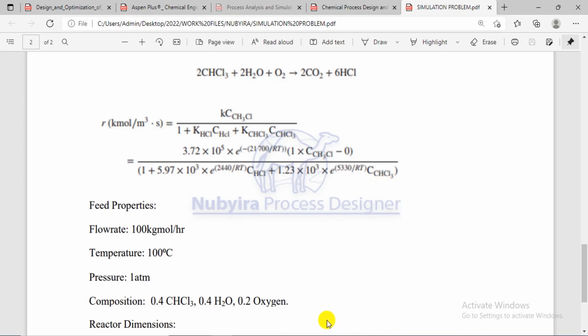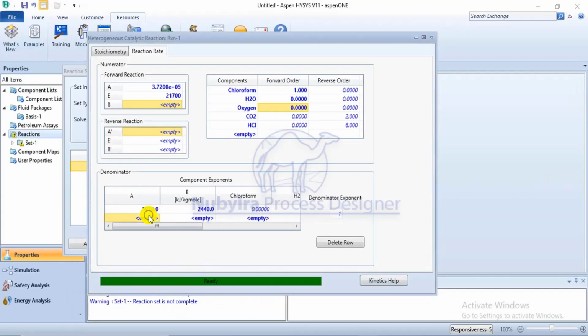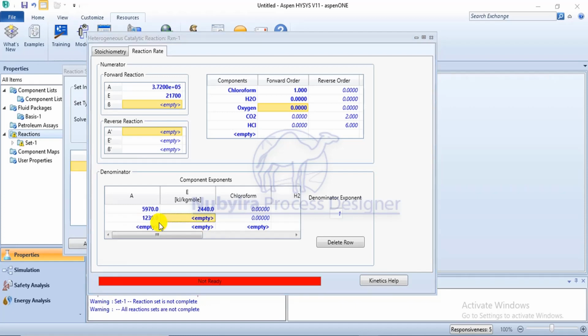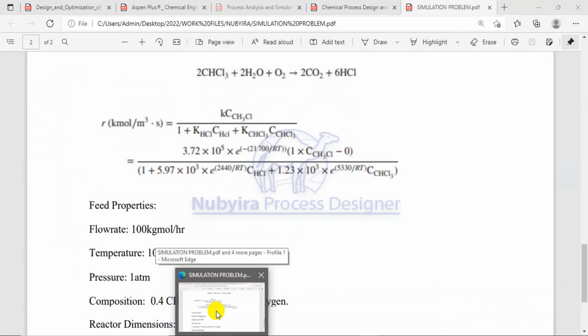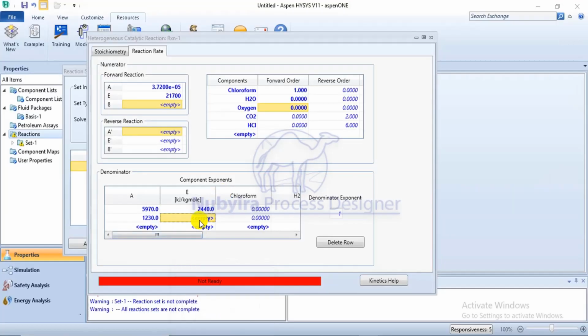Now you have 1.23 E3. We can quickly specify that here. 1.23 E3. Enter. Then we have our activation energy. Activation energy is 5330. Okay, let's go back and confirm something.